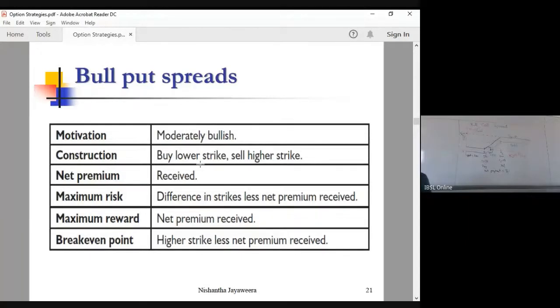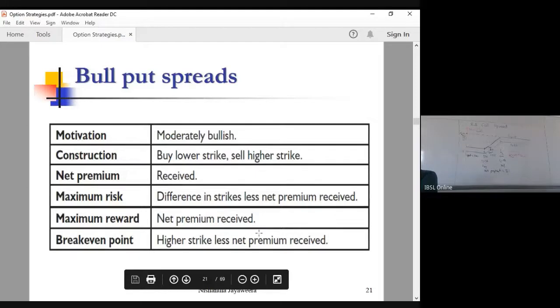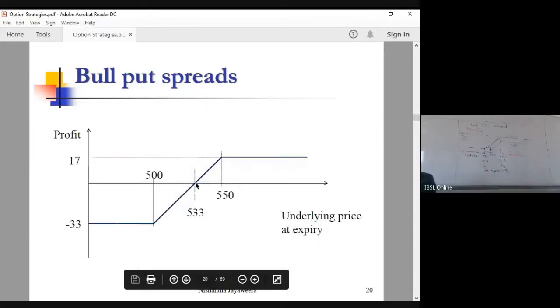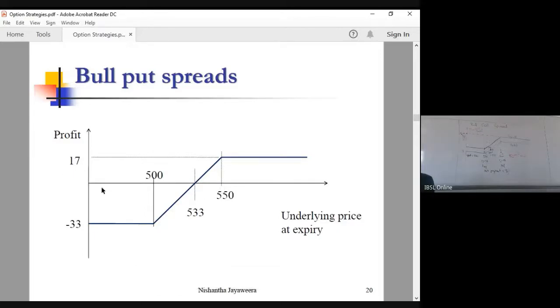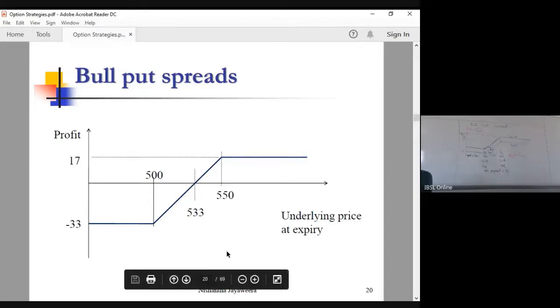Net premium: in this instance you receive the premium though you are buying the bull put, still you receive a premium. Then maximum risk is the difference in strike less the net premium that you received. Maximum reward is the net premium that you receive. Break even point is higher strike less net premium received. Net premium is 17. 550 minus 17 you receive, so the break even is 533.